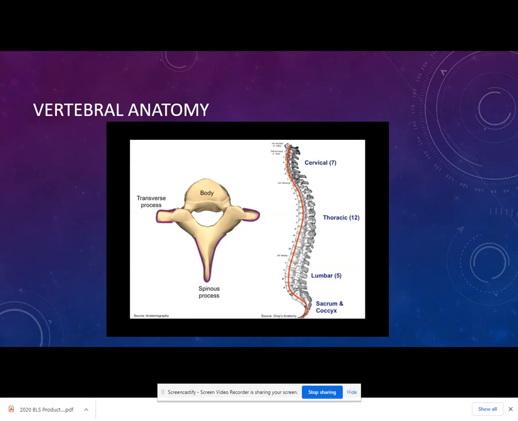Connecting the body to the transverse process, we have the pedicle. And the transverse process to the spinous process, we have the lamina. Together, the pedicle and the lamina create the vertebral arch. We have a pedicle and lamina on the right, and we also have one here on the left. Together, these form the vertebral foramen, which is the hole where our spinal cord would pass. Other characteristics that we can see from the superior view is we have superior articular facets on either side. We also have inferior articular facets as well, but you can't see them in this picture.